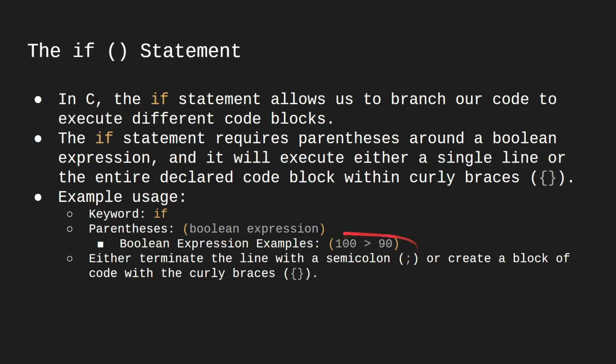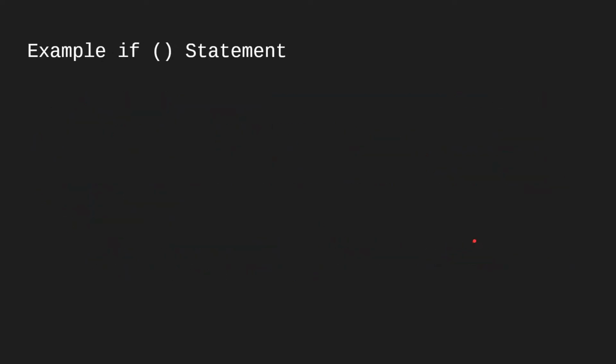Here's an example of a Boolean expression. And we can either terminate that with a semicolon, or we can have curly braces to create a new block of code. The semicolon would be at the end of the if statement, followed by one other function call or some other type of code.